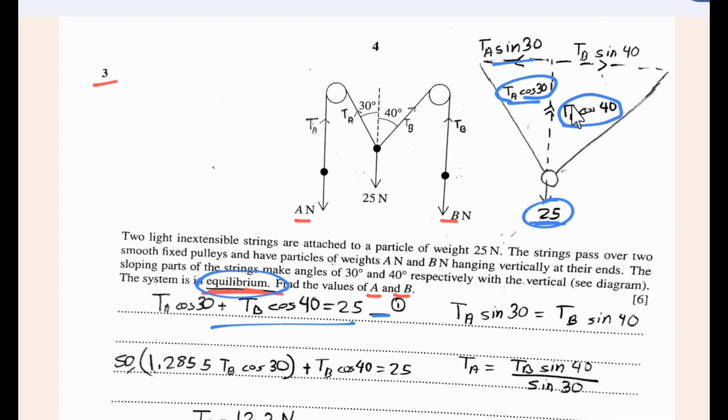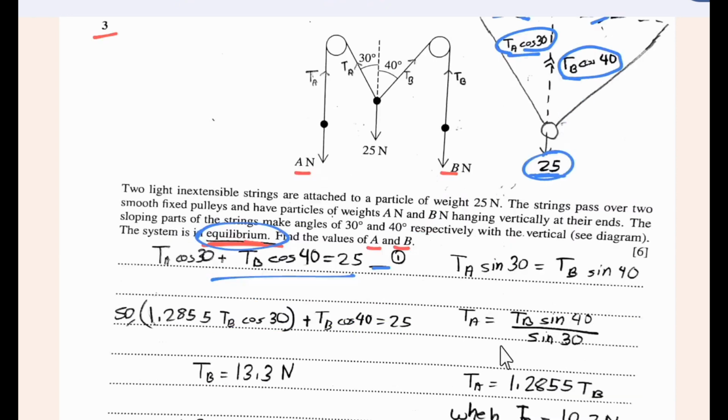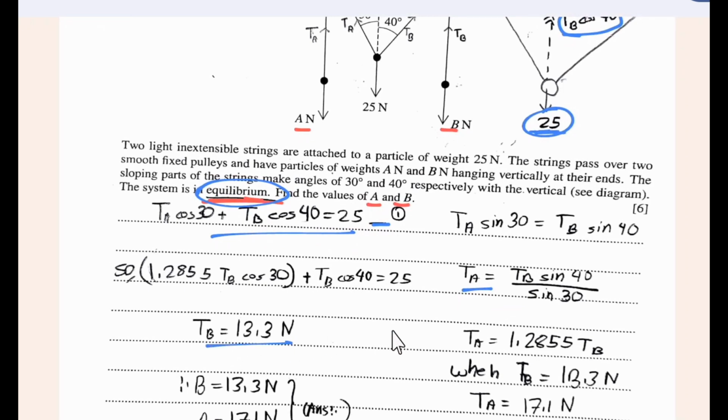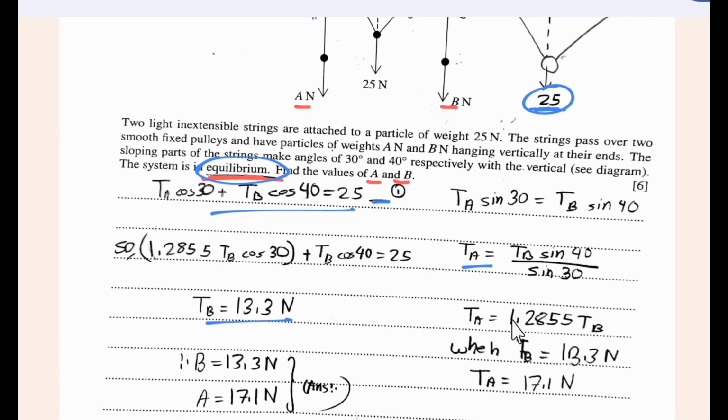Then what would be the second equation? We know that TA sin 30 and TB sin 30, and there is no additional force acting, so that means this force is the same as this force, so we equate this to find the second equation. Then we substitute the value of TA in the equation to find the value of TB. Then we substitute the value of TB in this equation to find the value of TA. That means it is just a simultaneous equation, and we found the values of TA and TB. So TA is the tension A or the force A, and TB is the tension B or the force B. So this is the answer.